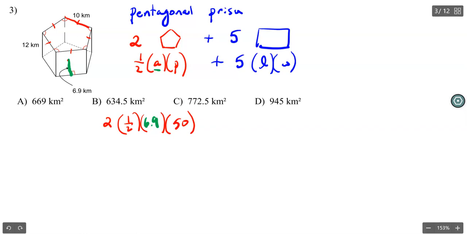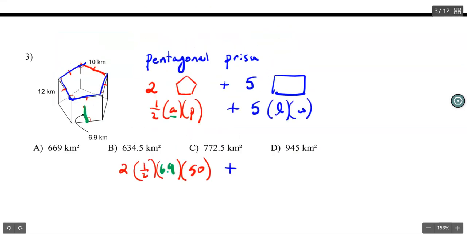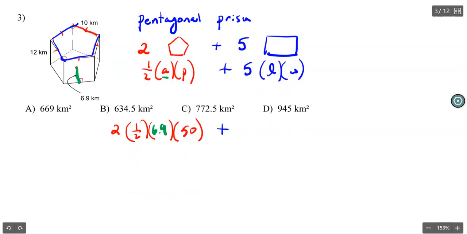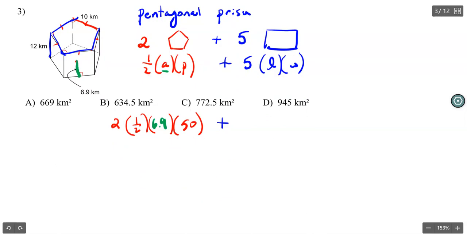Now let's bust out the walls. Every wall is pretty straightforward here. Every wall is 10, 10, 10, 10, 10. But then it has a height of 12. So each rectangle is a 10 by 12. So I have 5 of these 10 by 12 walls.